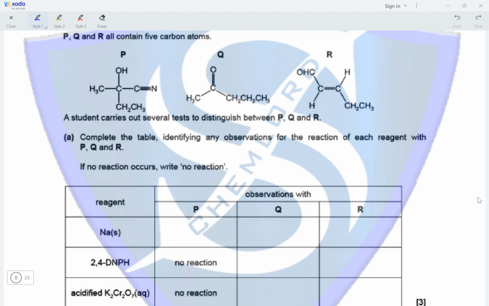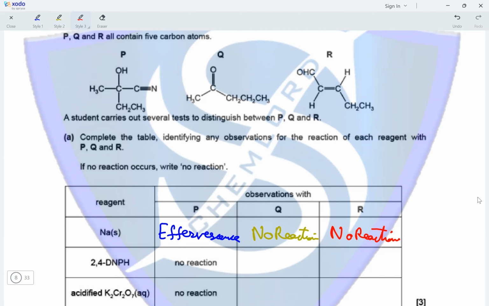So compound P, when it reacts with sodium metal, we have production of hydrogen gas. So observation would be effervescence. With compound Q, we do not have any OH group present, so there would be no reaction for compound Q. And for compound R, we've got an aldehyde group and an alkene group, none of which would react with sodium metal. So we would have no reaction for compound R with sodium metal as well.